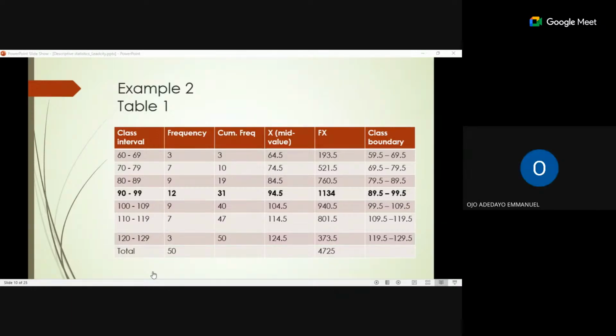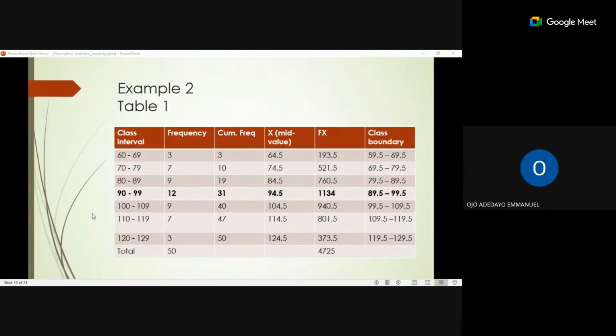Okay, let me quickly answer that. Your modal class can be anywhere. Let me put it at the last one. Let's say we have our modal class to be the last one. Now you can only get D1, and you also get D2. You will get D1, you get D2.